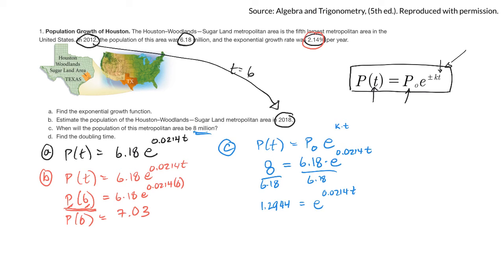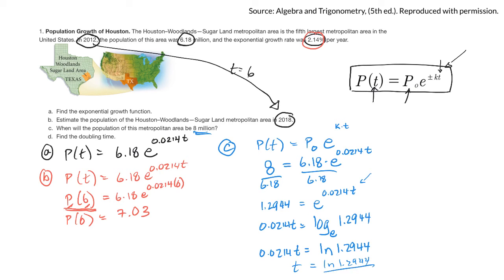0.0214t. And now here I have to solve for something that's in an exponent, so I need to use logarithms. So I'll change this to log form. So it'll be 0.0214t is equal to log base e of 1.2944. Now just to rewrite that a little bit, 0.0214t is equal to log base e, which is the same thing as ln, 1.2944. Okay, and then I'll divide both sides by 0.0214. So ln 1.2944 divided by 0.0214.